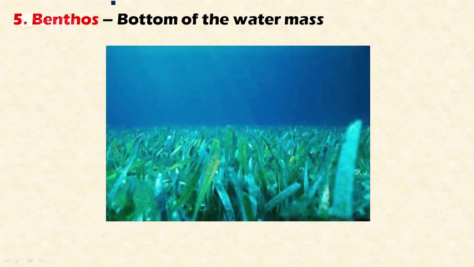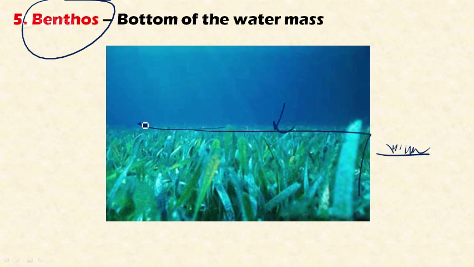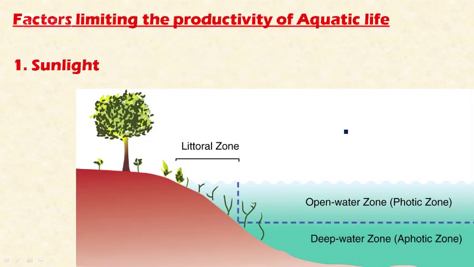The fifth group is called benthos. These benthos live at the bottom of the water body. Certain examples include seagrass, which grows at the bottom of the ocean. So this is the benthos. These are all the five important groups. And next, let's look at the limiting factors that affect the productivity of aquatic life.